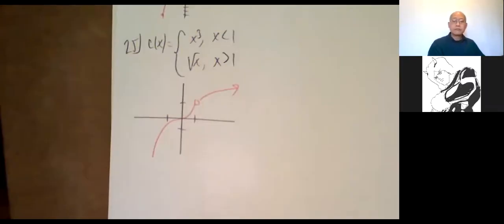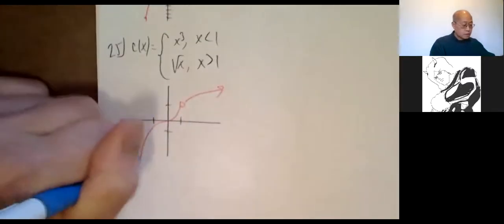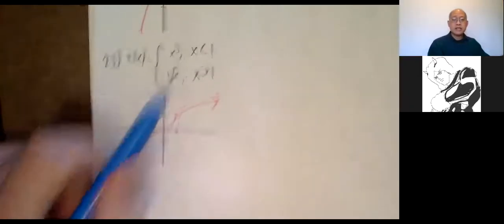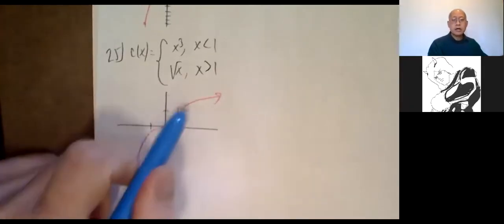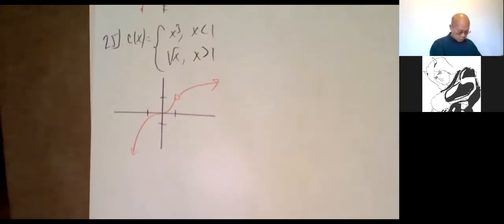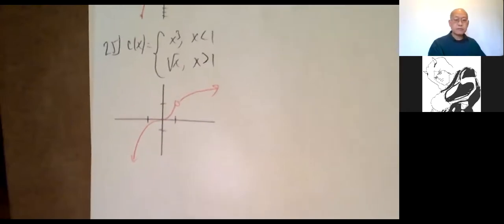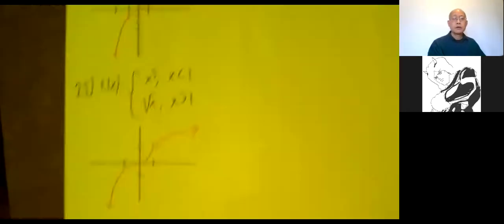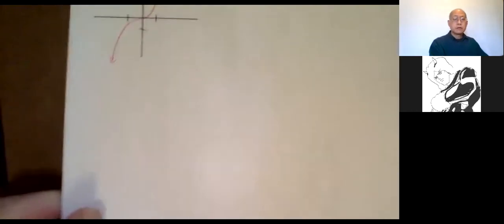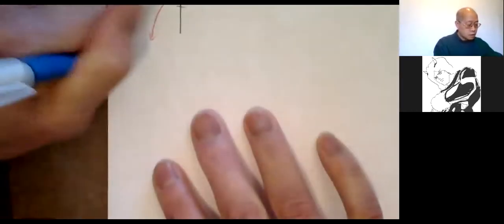So that's the graph. So this graph is defined everywhere except right at x equals 1. So x less than 1, I draw the cubic function. X greater than 1, square root function. And there we go. And let me raise it up again. Okay, then 27, and I'm done.